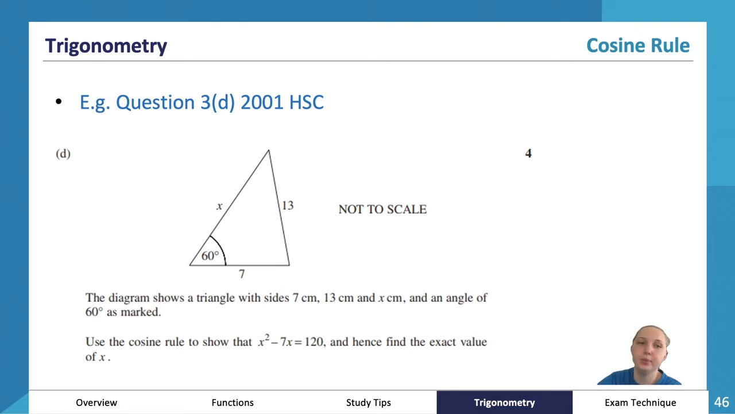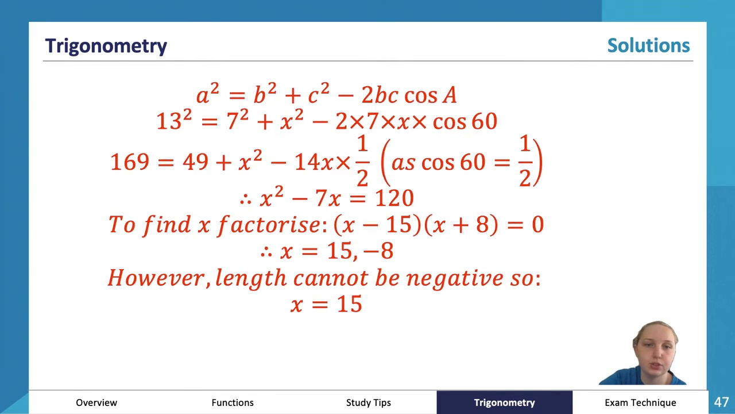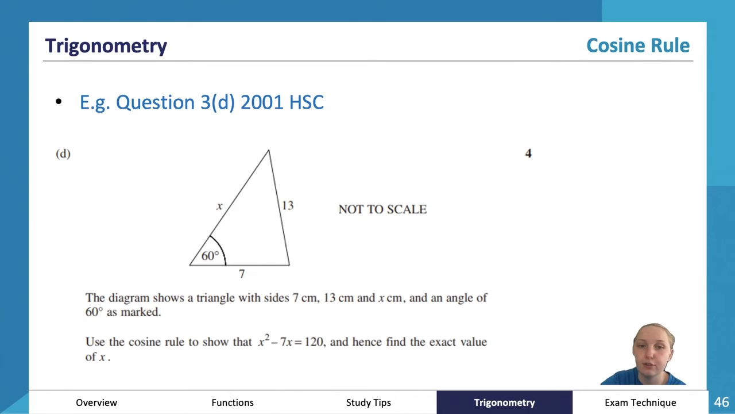Right, so we might have a look at this question. So with this, our cos rule, a squared equals b squared plus c squared minus 2 times b times c times the cos of A. First thing we want to do is just substitute in everything that we know. Okay, so we've got 13 squared equals 7 squared plus x squared minus 2 times 7 times x times the cos of 60. First thing to recognize here is that x is not the side associated with your angle.